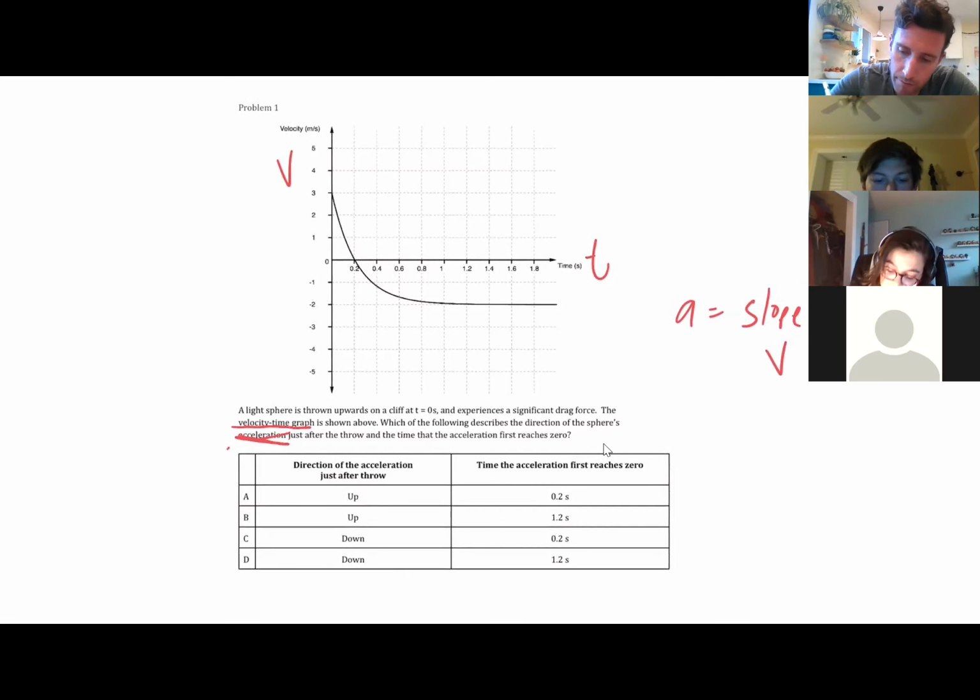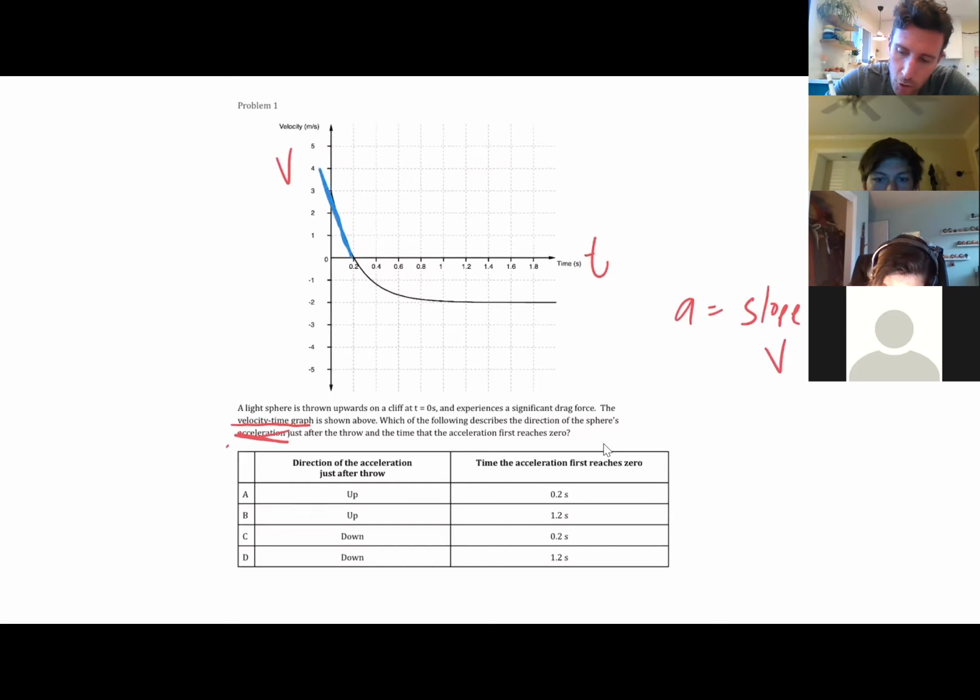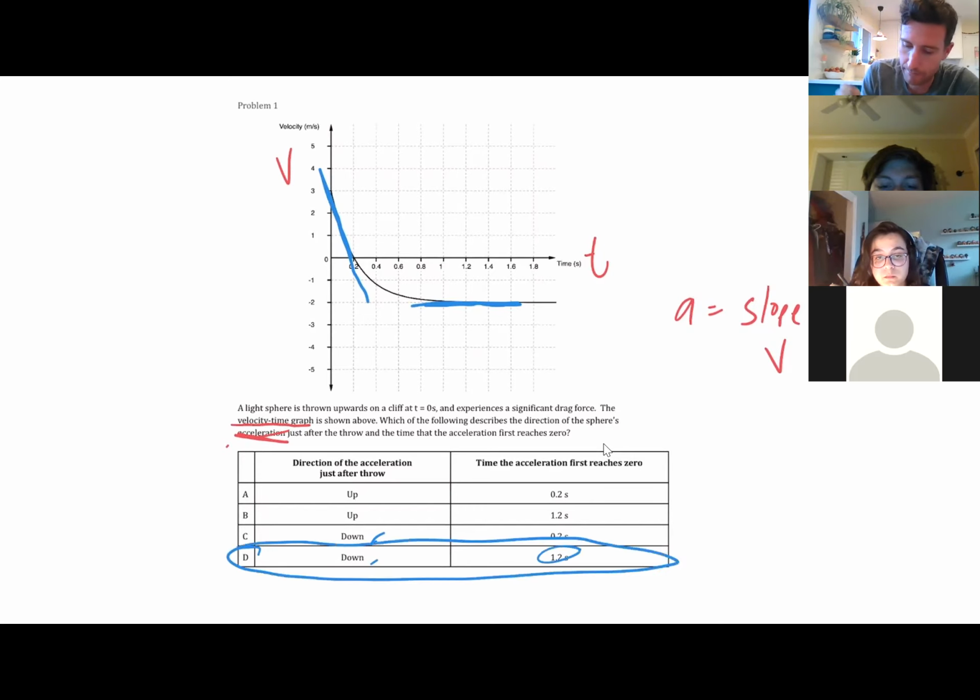Just after the throw would be like right there. So the slope is really big and negative. And then when it first hits 0 would be like there-ish, right? When it gets flat is where the slope is flat. So the acceleration is originally negative, which is going to be down, one of these two. And then when does it hit 0? It would be at 1.2 seconds. So that would give me D.